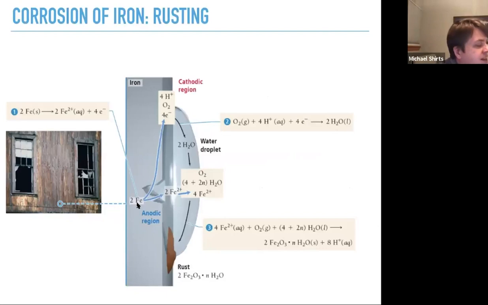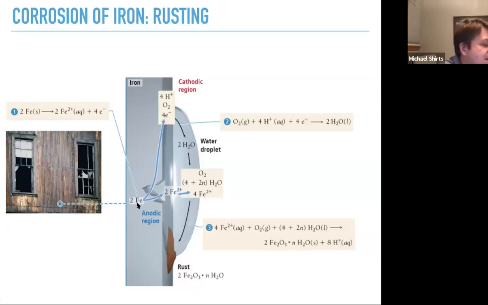So the first thing to happen is the oxidation of iron solid to iron 2+. And you usually get it inside a water droplet, like at the center of a water droplet. And so you have the anodic region there, in the center of the water droplet. It has to be an area that's roughly covered with water so that the iron 2+ can dissolve away.